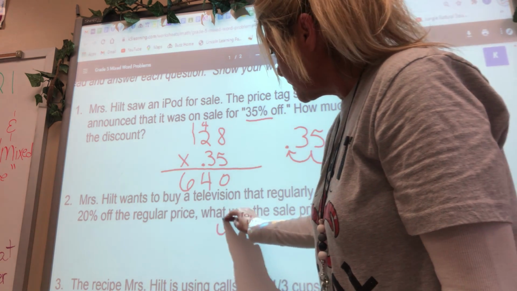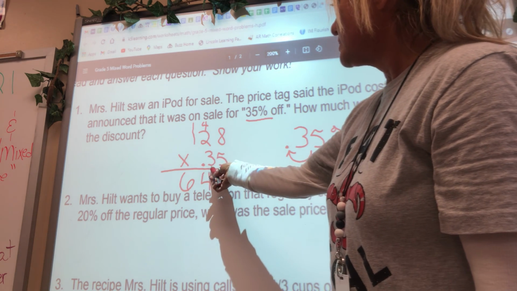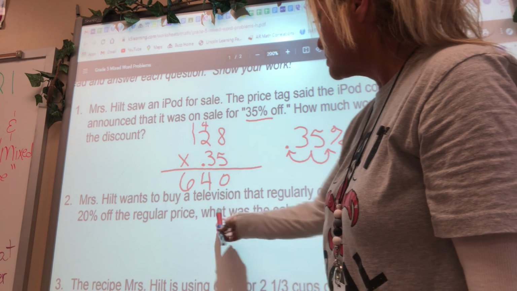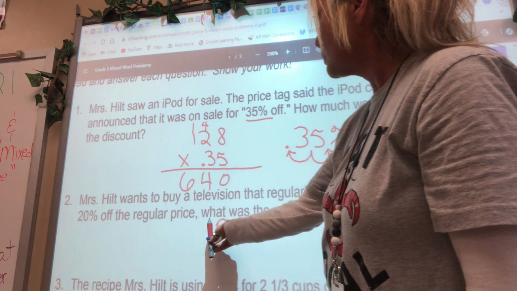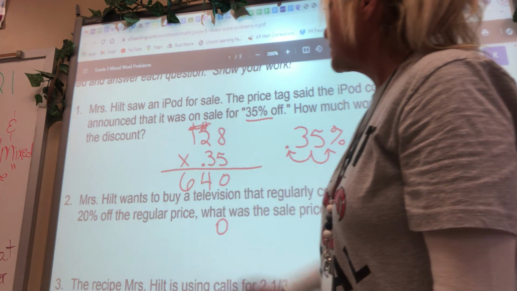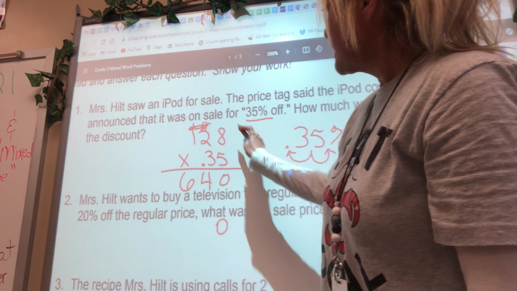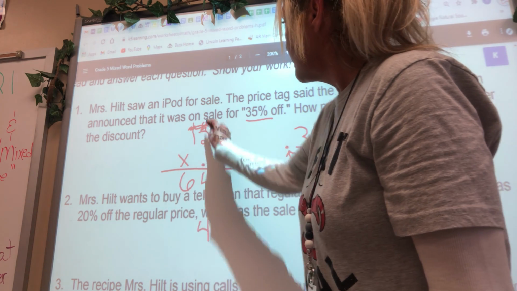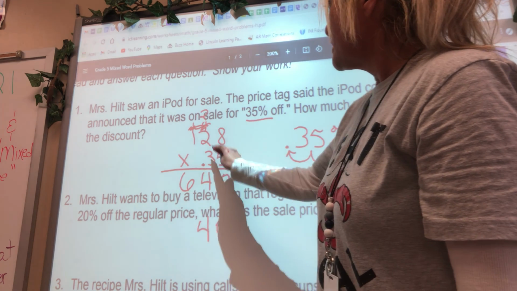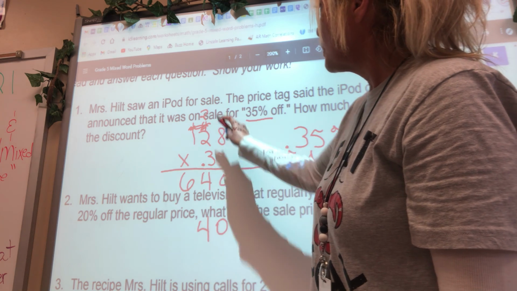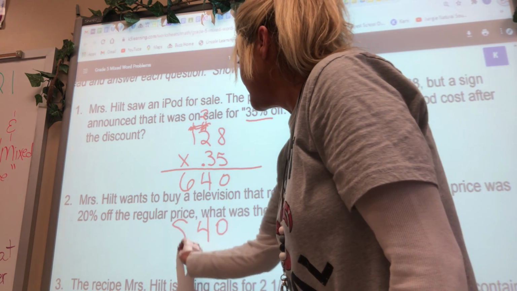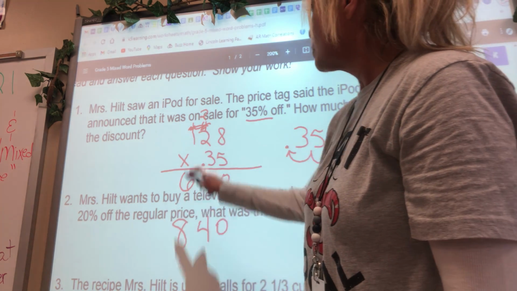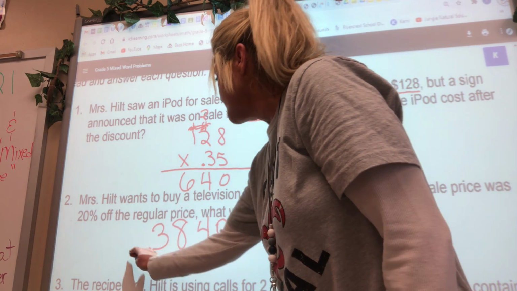Don't forget we need a placeholder 0. We're working with the second number in the second row, so we need to be under the second number. And we've already used these carryovers. 3 times 8 is 24, carry the 2. 3 times 2 is 6, plus the 2 that we carried is 8. And 3 times 1 is 3.